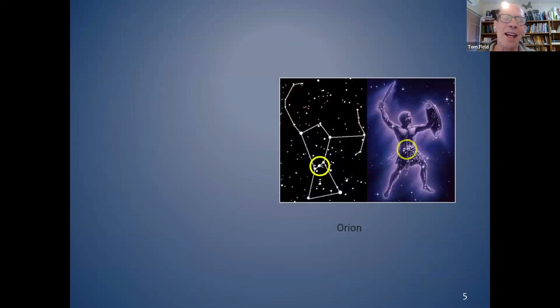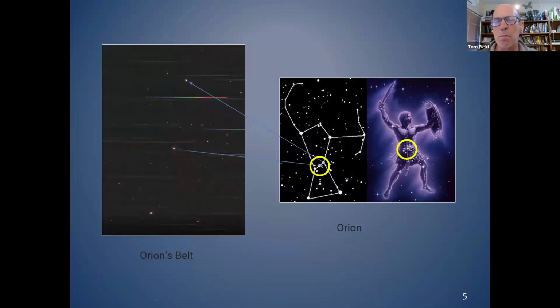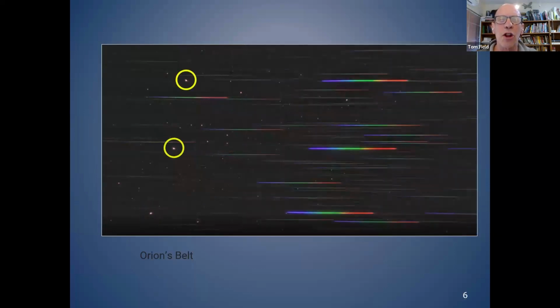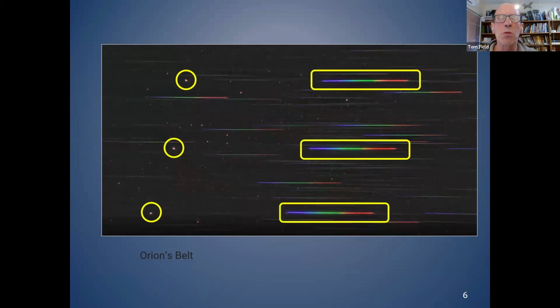Just a quick example to get us started here, our beloved Orion's Belt. There are the three belt stars, and you can see over on the right the three stars have their own specific spectra. We're going to talk about these rainbows, how we produce them, and then look at how we can examine them to learn so much more about the stars.